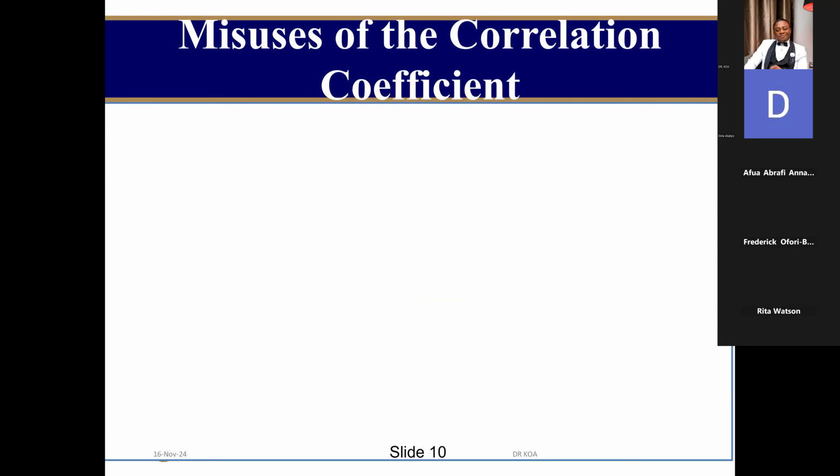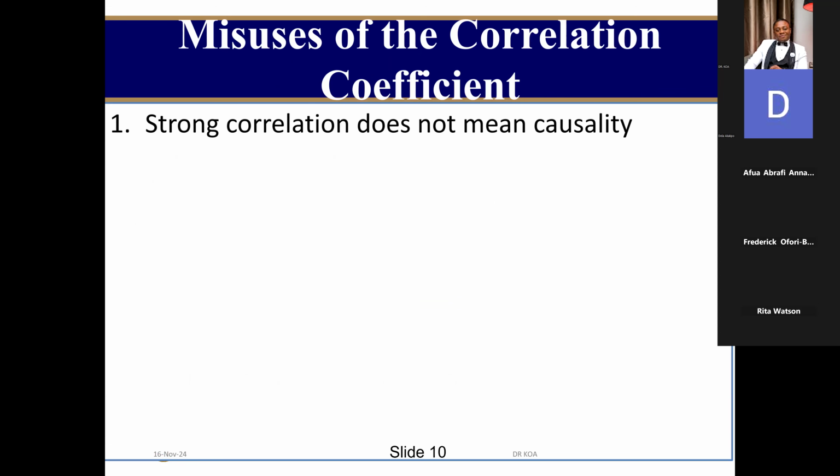All right. There are some misuses of correlation. Some people use it wrongly. For example, some people say that if the correlation is strong, then it means that there's a causality. It doesn't mean that. I'll give you an example. For example, suppose that there's a higher increase in buying food.